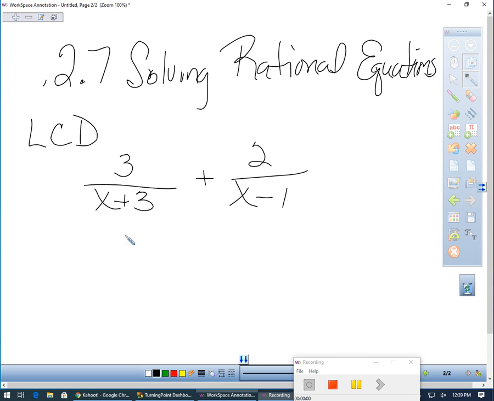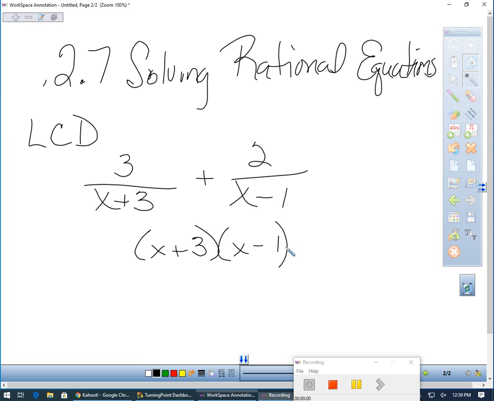Because these two denominators don't have anything in common, the least common denominator would be x plus 3 times x minus 1. Just like you did in today's warm-up, you just multiplied the two numbers together when they didn't have anything in common, right? Same thing here.